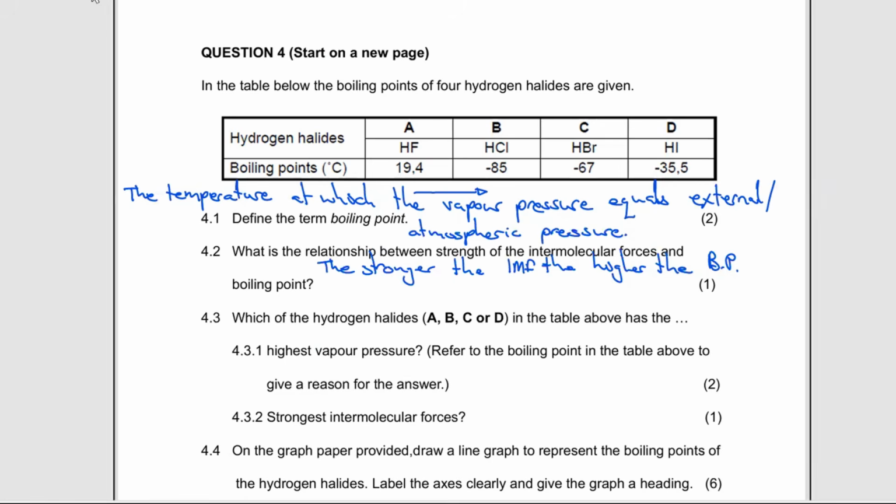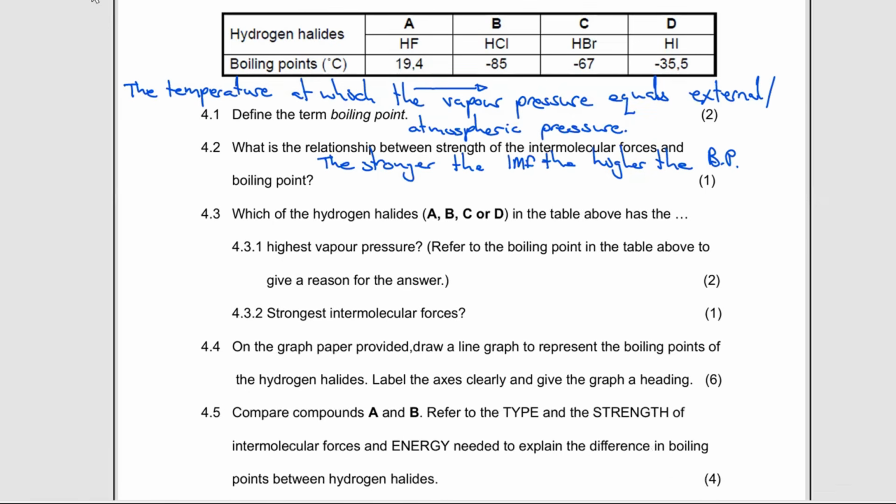So what we are saying here is that the boiling point is directly proportional to the strength of the intermolecular forces. If the strength of the intermolecular forces increases, then the boiling point also increases. If the strength of the intermolecular forces is less, the boiling point is also going to be less.